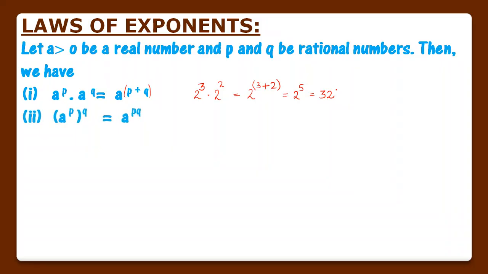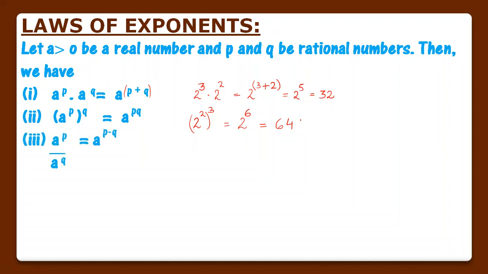Next is a raised to the power p whole raised to the power q, which is equal to a raised to the power p multiplied by q. Suppose we are given a as 2. Its power is 2 and it is raised to 3. How will we solve it? 2 3s are 6 in this way, which is equal to 64.